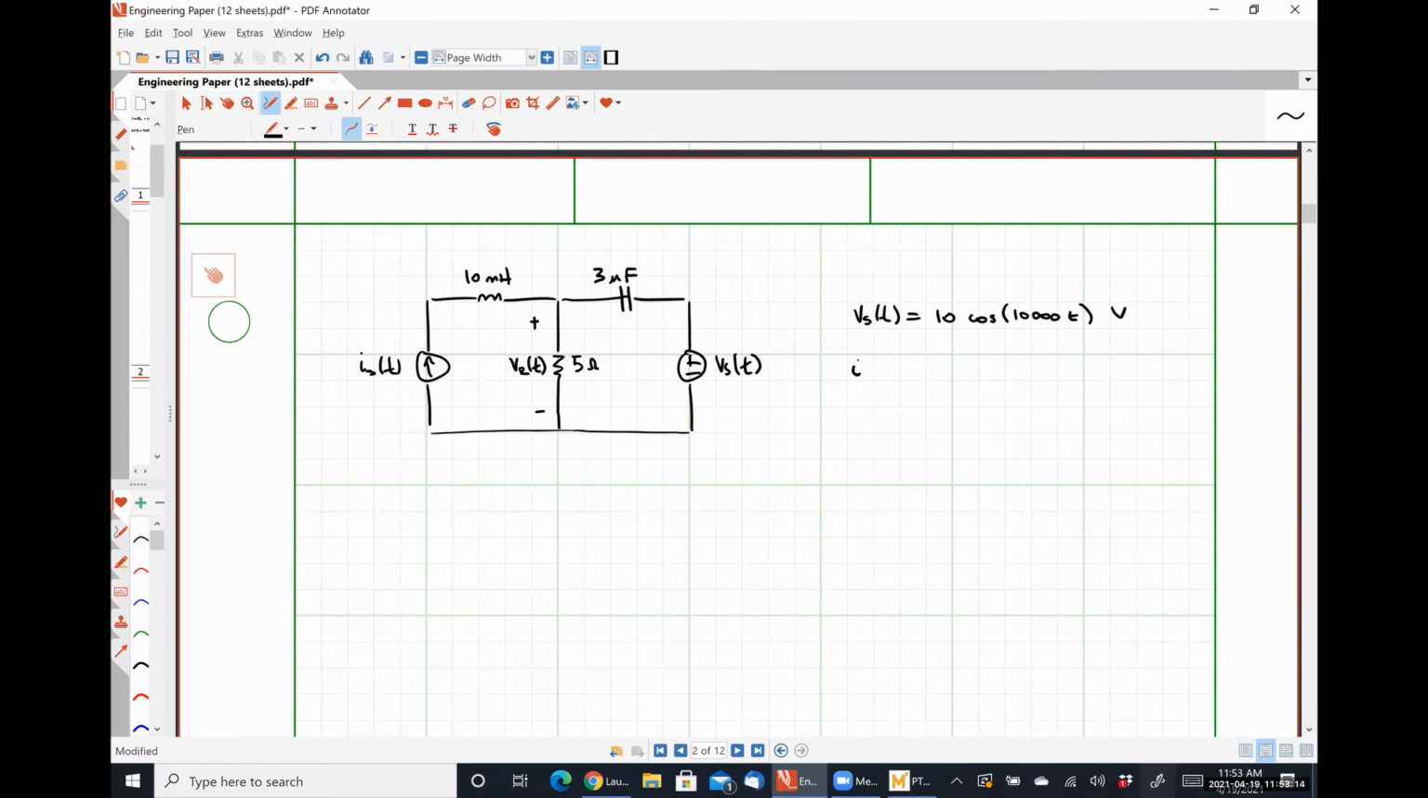So we have Vs of t is 10 cosine 10,000 t volts, and Is of t is 1/2 times cosine of 15,000 t amps. So we are exciting this particular circuit at 2 different frequencies. Any of you guys have any thoughts on how we might be able to analyze such a circuit, or really what the problem is that we're going to face?